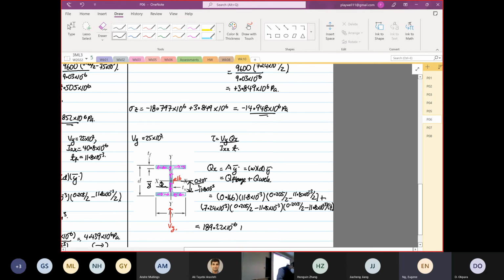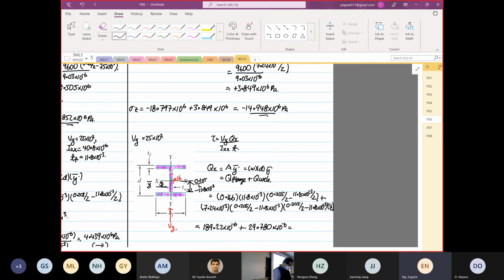Then plus 0.205 divided by 2 minus 11.8 times 10 to the power minus 3, squared, times 0.5, times 7.24 times 10 to the power minus 3, which is equal to 29.78 times 10 to the power minus 6. Let me do it again: 29.77.